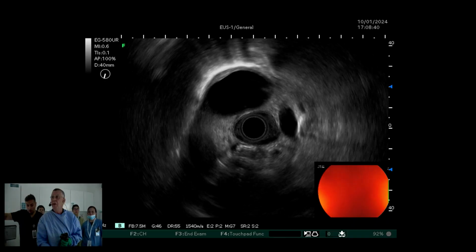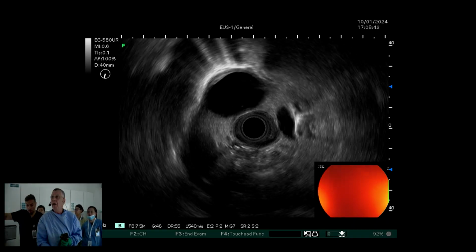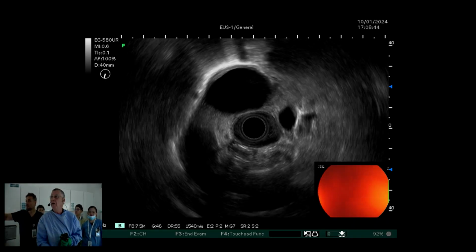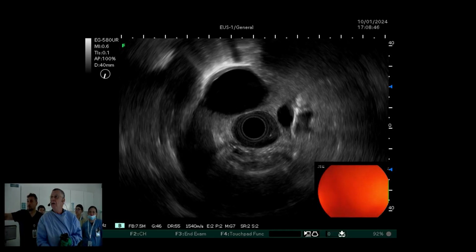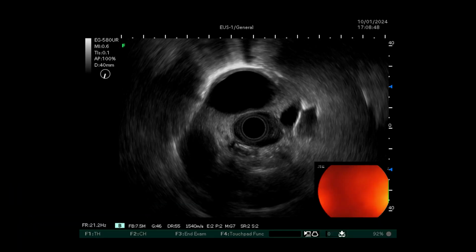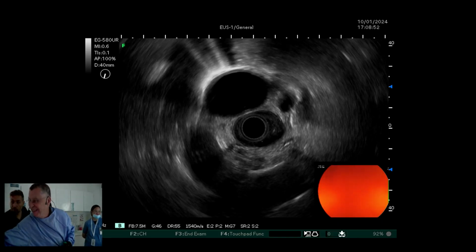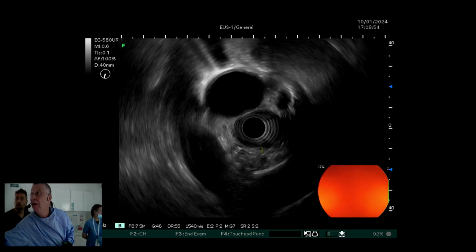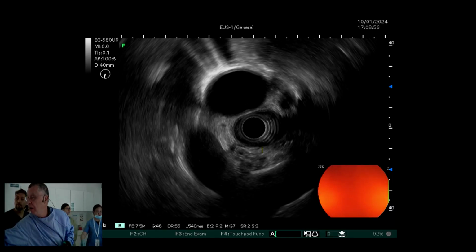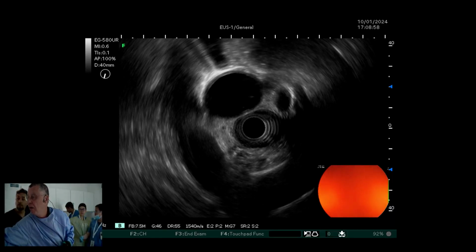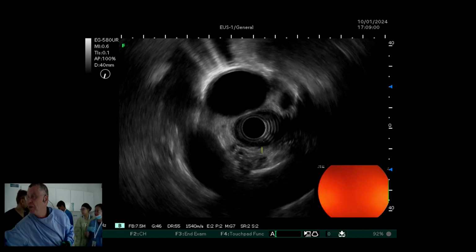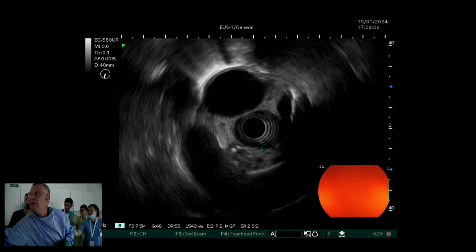Dr. Palazzo, can someone use the cursor on the EUS to show us what you are saying? Someone put the marker on the EUS, please. Yes, but I'm alone. So the marker here. Okay.